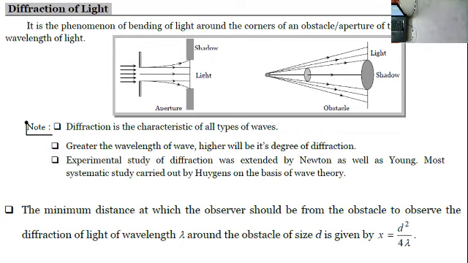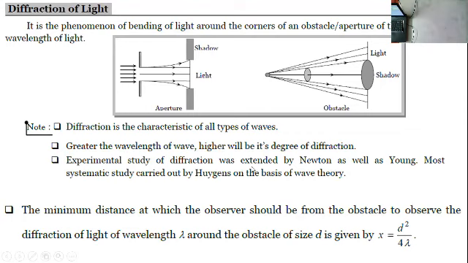So diffraction for radio waves as well as sound waves will be more when compared to light, because the wavelength of radio waves as well as sound waves is very high. So the diffraction effect will be very high in sound as well as radio waves. You need to keep in mind, the greater the wavelength of a wave, the higher will be its degree of diffraction.